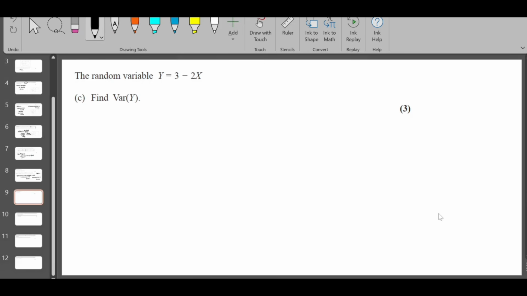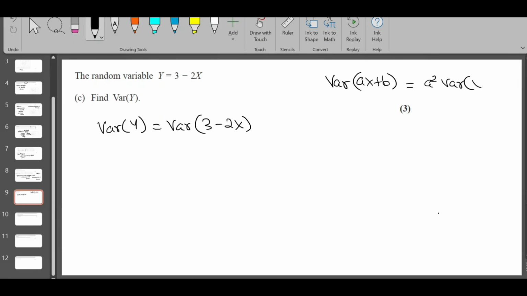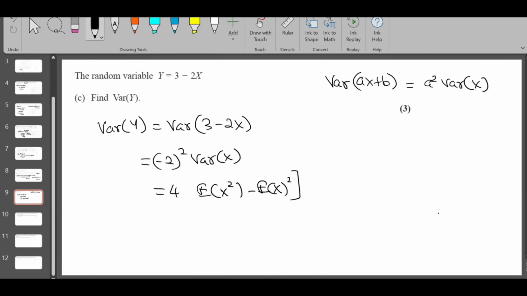Part C now. The variable y is equal to this. Find variance of y. Let's write the formula. Variance of y is 3 minus 2x. We know the formula for variance of a plus bx, or ax plus b, it's a square variance of x. You can ignore the constant b, the number standing all alone. In this case, that's 3. You can ignore 3. So it's going to be minus 2 whole square variance of x, which is 4 times E of x square minus E of x whole square.